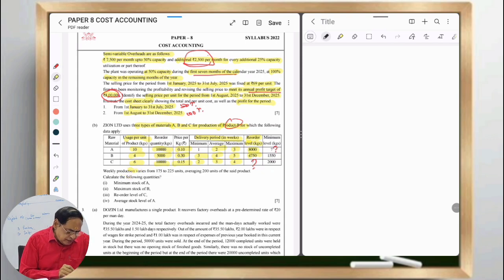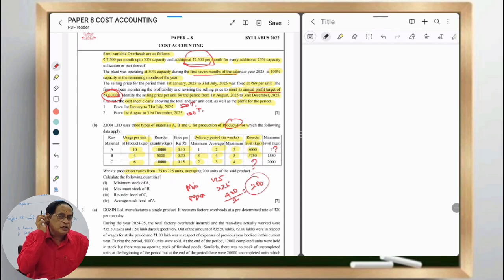Now the weekly production varies from 175 to 225 units. That means minimum level 175 units, maximum level 225 units. How much should the average be? Minimum plus maximum divided by 2: 175 plus 225 is 400, and 400 divided by 2, so the average level is 200 units. This is also required. So the minimum stock of A, maximum stock of B, reorder level, and average stock level, all the things we have to prepare. We will prepare them one by one.